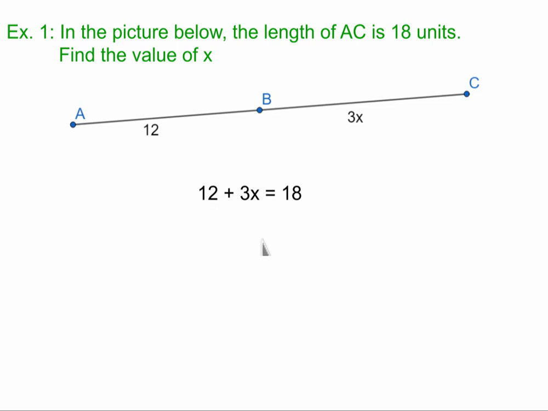So now I just have a pretty simple linear equation to solve. Subtract 12 on both sides, and I get 3x equals 6. Divide both sides by 3, and I get x equals 2. If we plug this back in, we'd see 3 times 2 is 6. 12 plus 6 is 18. So that's how we would solve a problem like this one.